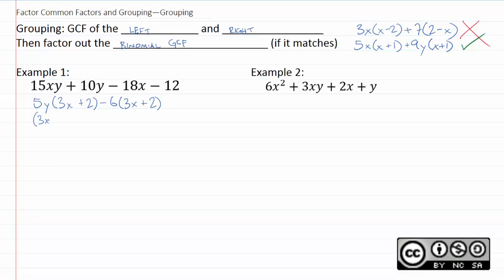We'll take out 3x plus 2, we'll just factor that right out, and then 5y is left from the first clump, the first term, 6 is left from the second, and we're done. Example 2 works exactly the same way. So again, I'm going to look at this in groups. First two terms, last two terms.